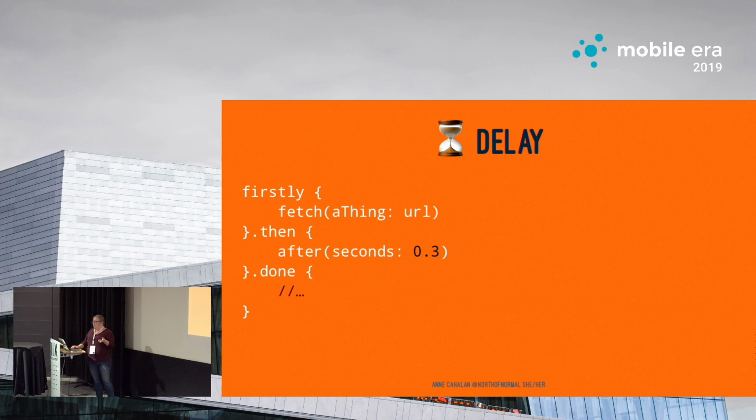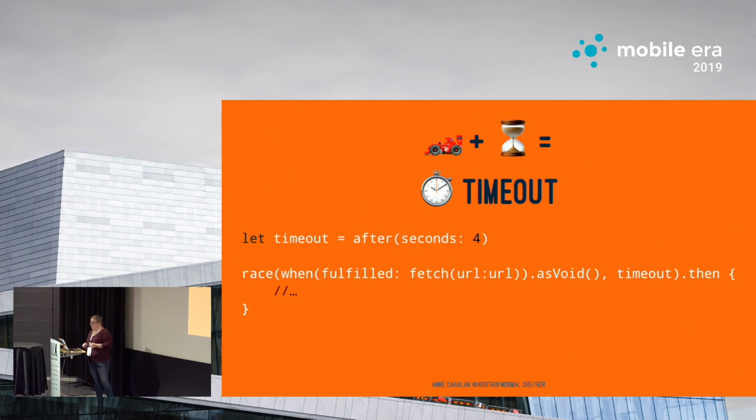And then let's say you want to wait for a short amount of time before you do something, then you can add a delay to the chain as well. And what I thought was pretty interesting is you can combine those two things. You can combine a race with a delay to create a timeout situation. You set up a race between the fulfillment of a promise and a certain amount of time. If the delay hits first, it resolves the promise with that kind of error.